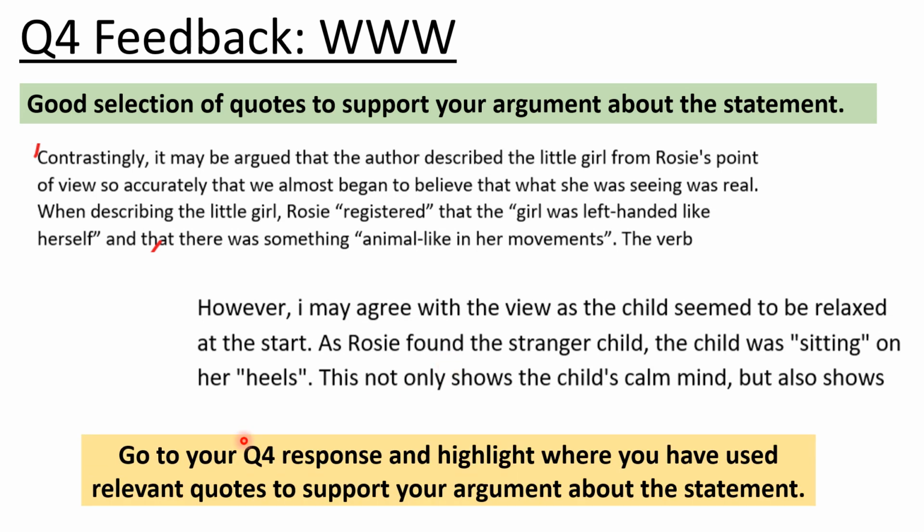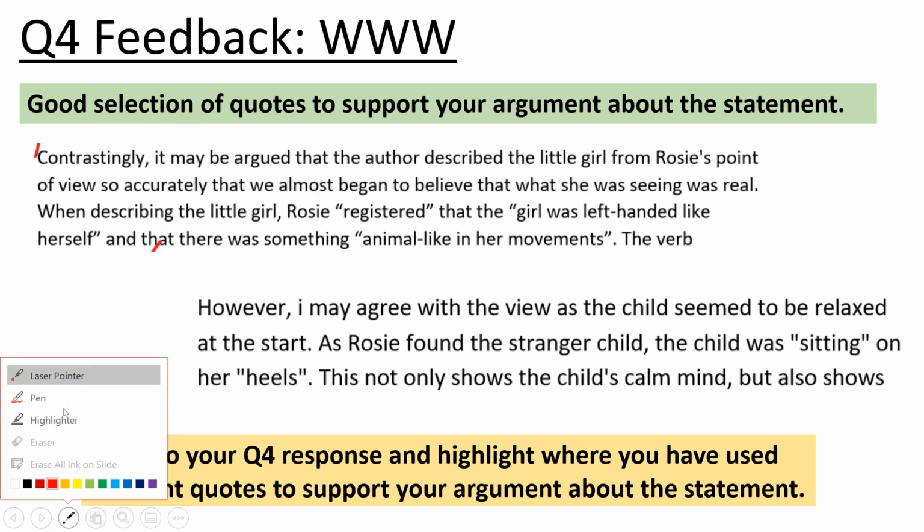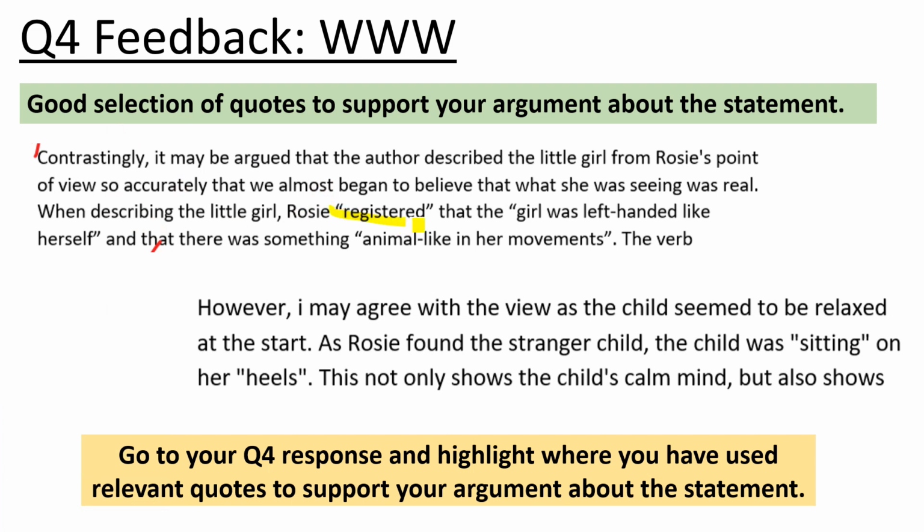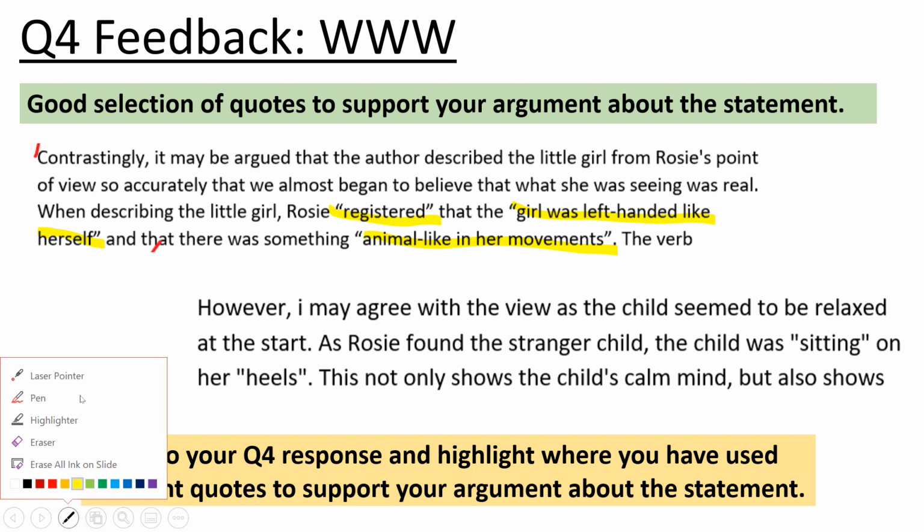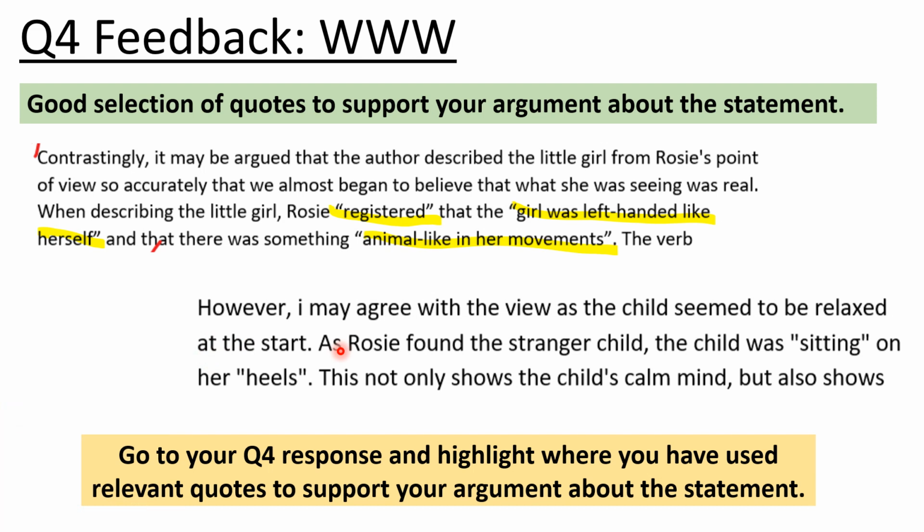So what I would like you to do is go to your question 4 response and highlight where you have used relevant quotes to support your argument about the statement. So for this student here, they would highlight these quotes: registered, girl is left-handed like herself, and animal-like in her movements. And this student wouldn't highlight anything because they haven't picked relevant quotes to support an argument. Pause the video and complete this task now, please.